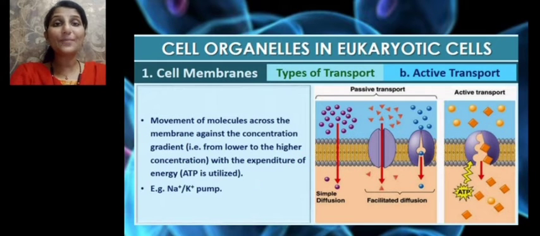Now, what is the second type of transport? It is called active transport. It is exactly opposite to passive transport. It is movement of molecules across the membrane against a concentration gradient. Suppose movement of molecules has to take place from lower concentration to higher concentration. We can see on this side of the membrane there is a low concentration of molecules. So if the molecules have to move from lower concentration to higher concentration, it is called against a concentration gradient.